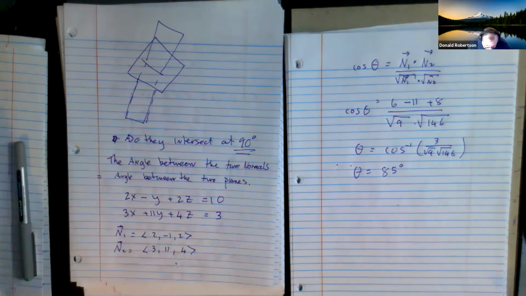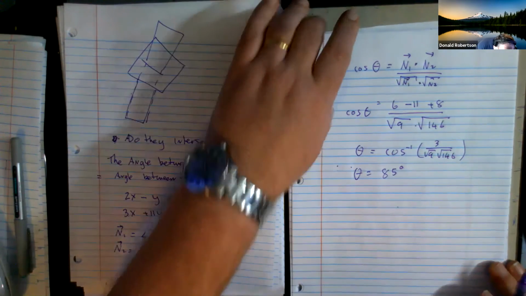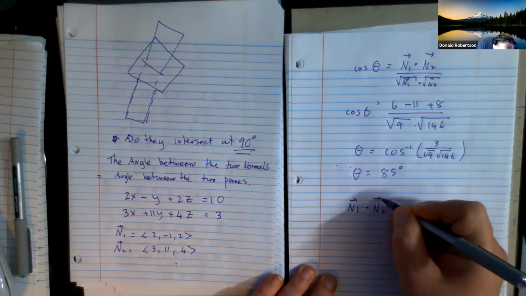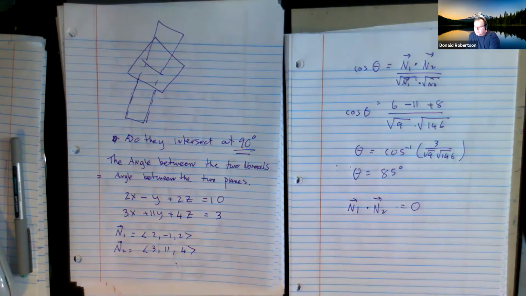Now, if it had been 90 degrees, wouldn't I have found that out when I got to that bit? Because wouldn't that be 0? If the dot product is 0, the angle is 90. You get that for free.